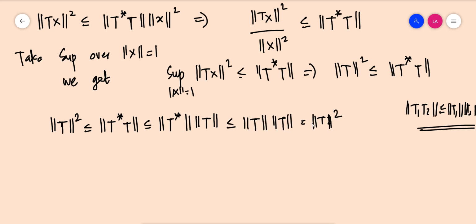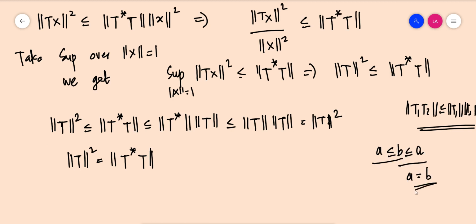So norm T squared is less than or equal to norm T squared, which is not possible. So norm T squared should be equal to norm T squared, which implies norm T squared whole squared should be equal to norm T star T. This should be true because we have obtained that a is less than or equal to b, which is less than or equal to a, which is only true if a equals b. So norm of T squared is equal to norm of T star T.